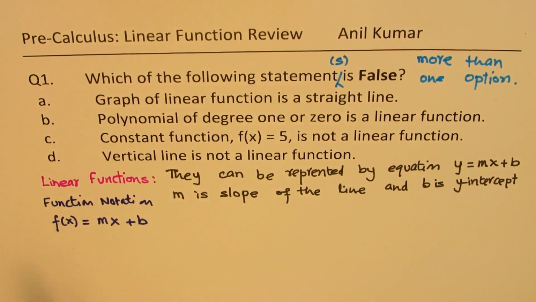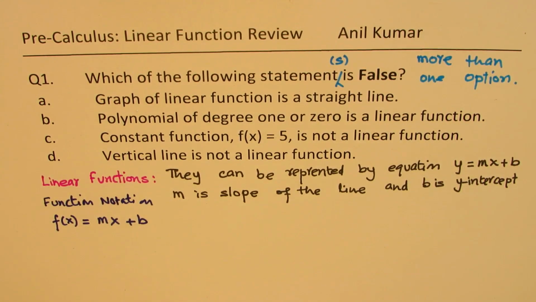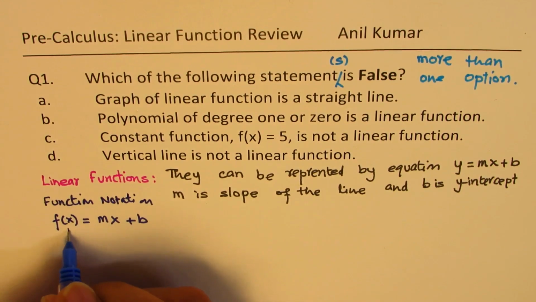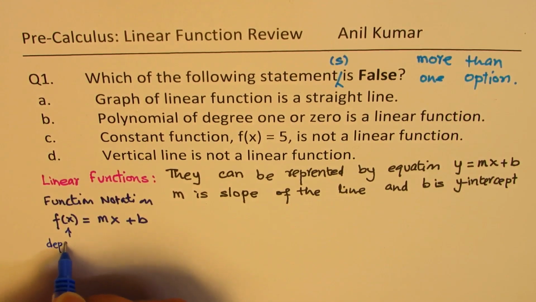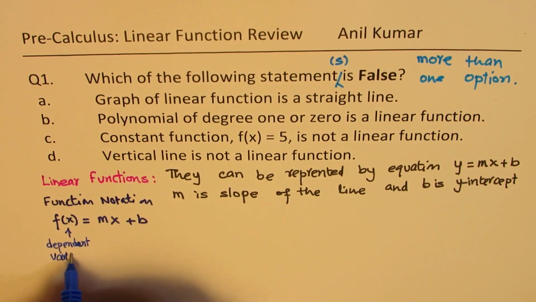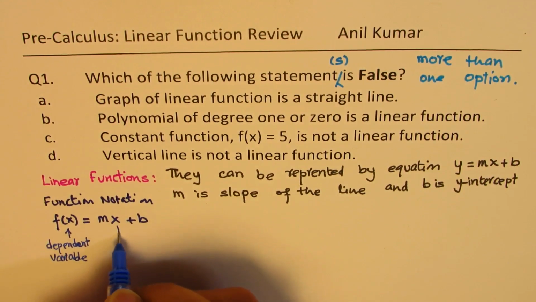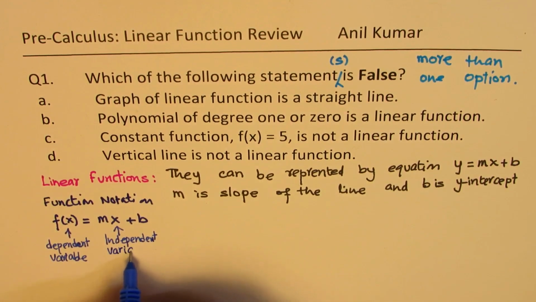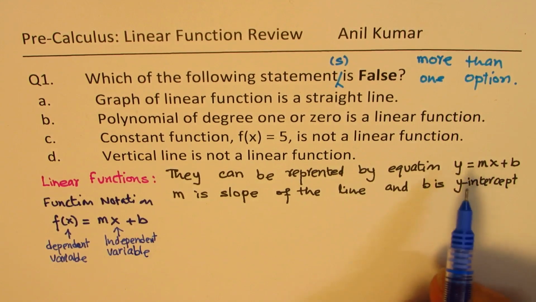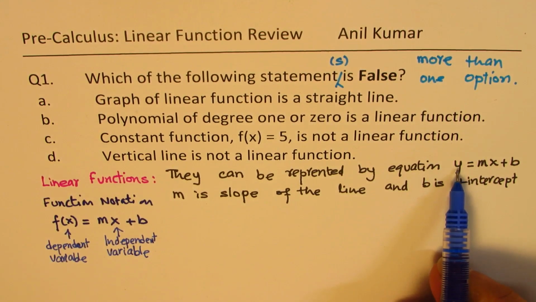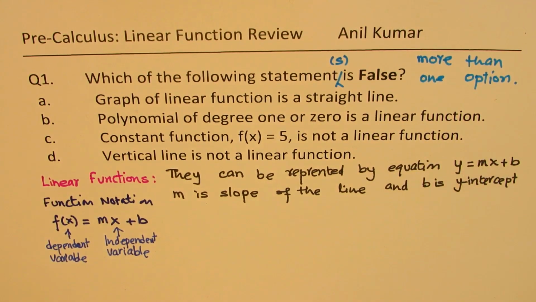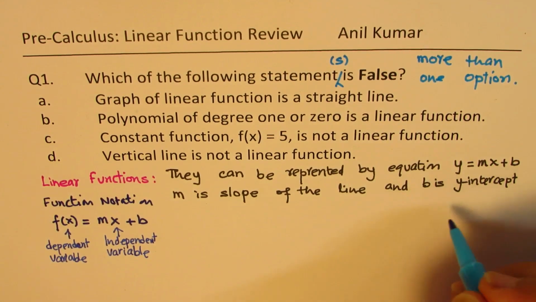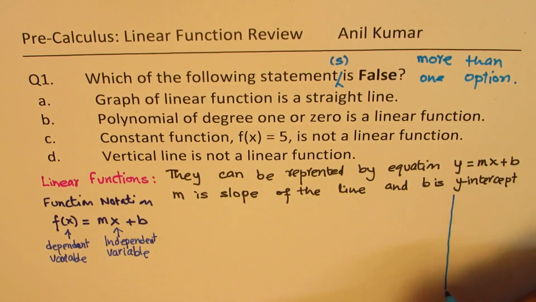So whenever we write an equation in the form of a function, we replace y, the output, with f of x. So that is the dependent variable, and x will be the independent variable. Is that clear? Just as in equations of a line you understood y is dependent on x, right?